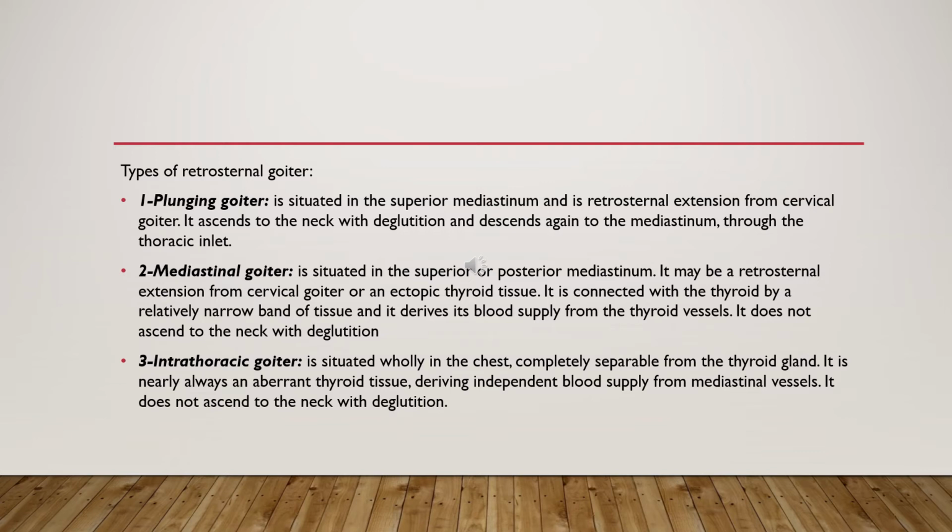Types of retrosternal goiter. Plunging goiter: it is situated in the superior mediastinum and is a retrosternal extension from cervical goiter. It ascends to the neck with deglutition and descends again into the mediastinum through the thoracic inlet. Mediastinal goiter: it is situated in the superior or posterior mediastinum. It may be a retrosternal extension from cervical goiter or an ectopic thyroid tissue. It is connected with the thyroid by a relatively narrow band of tissue and derives its blood supply from the thyroid vessels themselves. It doesn't ascend to the neck with deglutition. Intrathoracic goiter: it is situated wholly in the chest, completely separated from the thyroid gland, and it is nearly always an aberrant thyroid tissue, deriving independent blood supply from intrathoracic vessels.